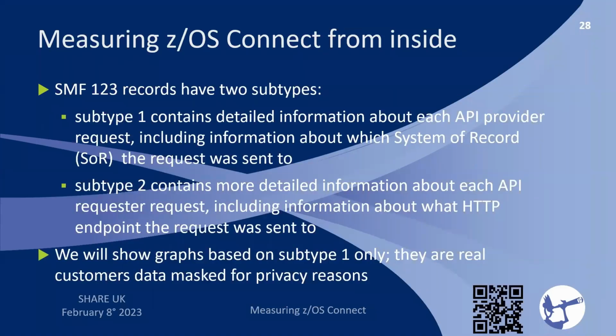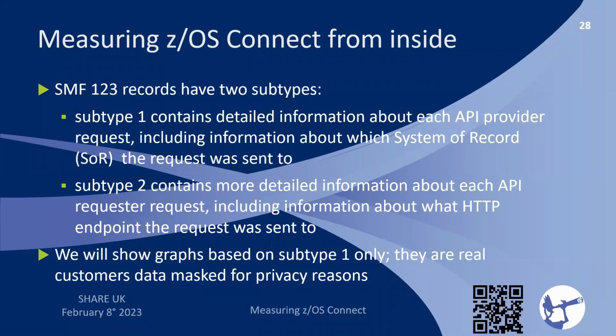Okay, once you have defined the fact that version 2 must be used, the SMF 123 will have two subtypes. The first one contains detailed information about API provider requests. And subtype 2 instead contains detailed information about the request made by the requester, including information about the HTTP endpoint that will be served by the zOS Connect.